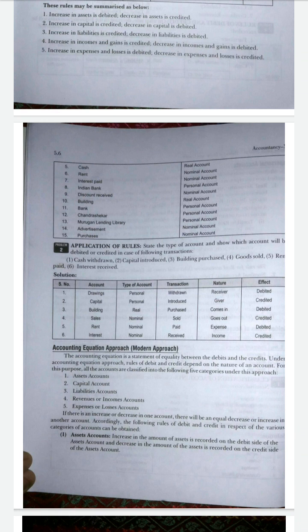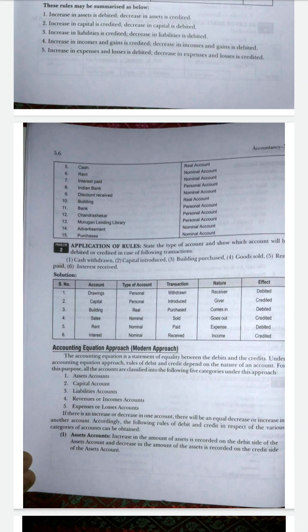And for each type of transaction, they are asked to identify the type of account, and whether this account is debited or credited, and you have to apply the rule also. See the first one, cash withdrawn. I already explained, no? Cash withdrawn means it is called drawings. So the account is drawings.